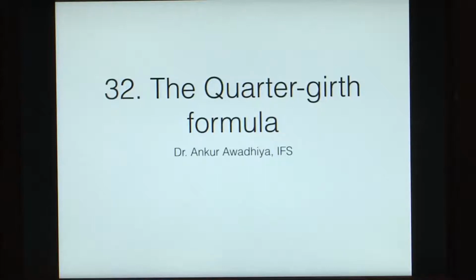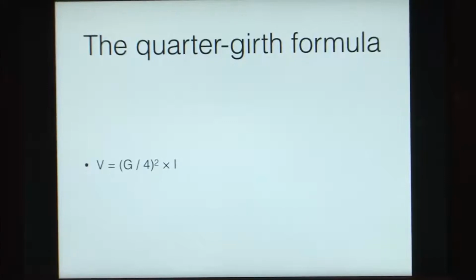Namaste. Let us today have a look at the quarter girth formula. Now, the quarter girth formula is a formula for a quick estimation of volume. So, let us look at the formula itself before beginning its discussion. This is the quarter girth formula, as you can see on your screens now. It is given by (G/4) squared into L.